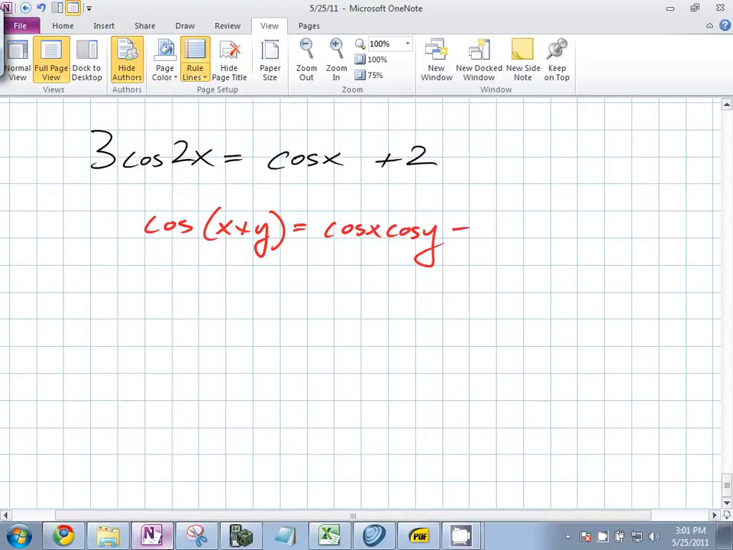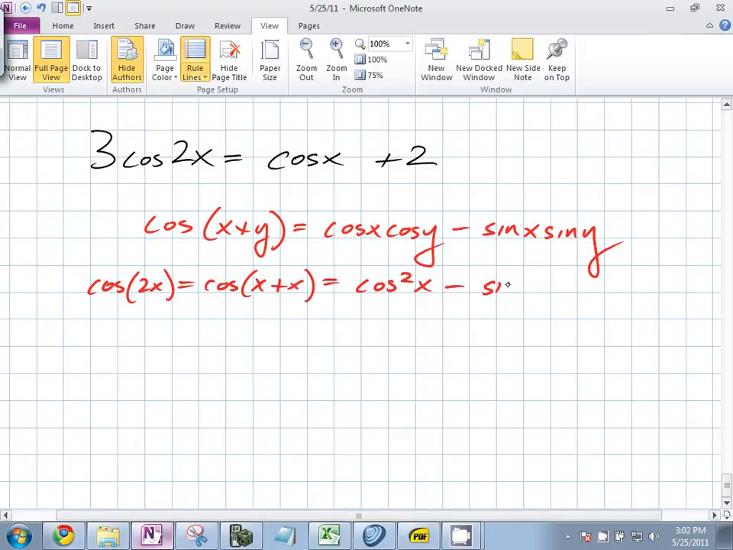Yeah, you had to. Some of that pointless stuff you learned in high school, right? Now here's the thing. If x and y are the same, cosine of 2x is the same thing as cosine of x plus x, right? So that's cosine squared x minus sine squared x.